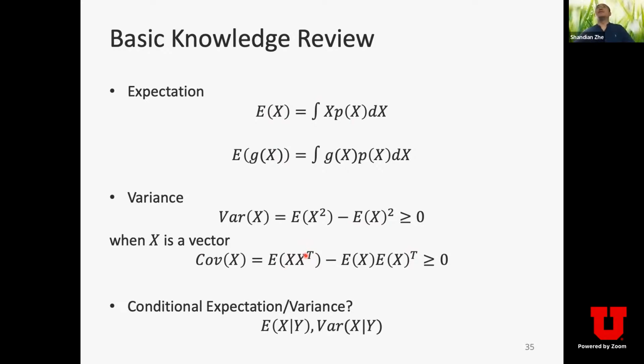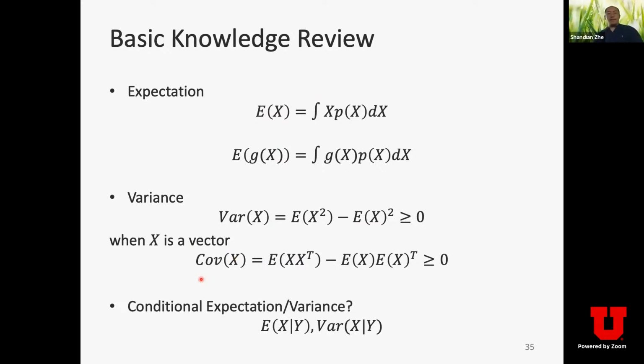Why is this a matrix? Yeah, right. Don't forget our linear algebra. X is a vector, and a column vector multiplied by its transpose is essentially an outer product. The outer product of vectors is a matrix. Similarly, the expectation of X itself is also a vector, and multiplied by its transpose, which is a row vector, it will give you another matrix. You subtract this matrix by EX times EX transpose, you get the covariance matrix, and the covariance matrix is known to be always positive semi-definite.